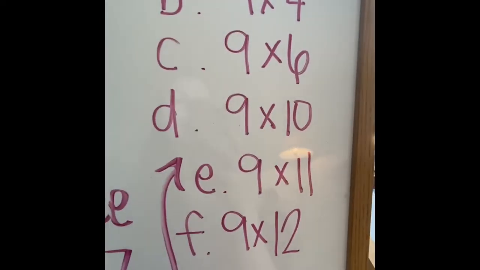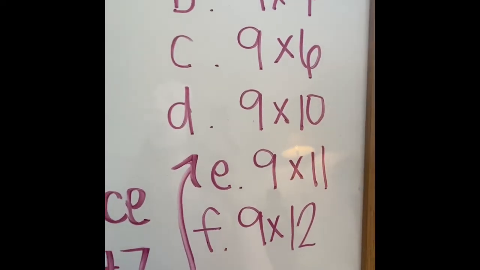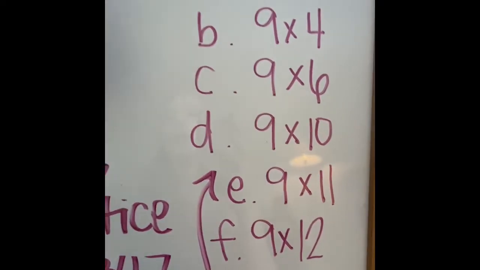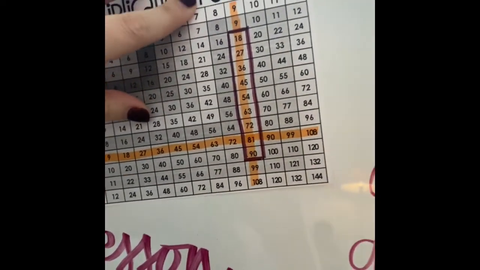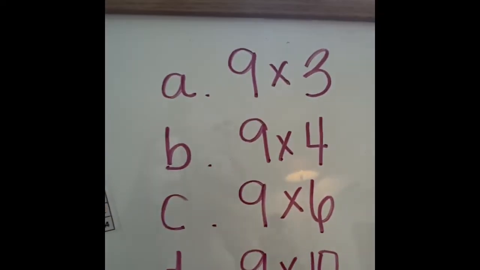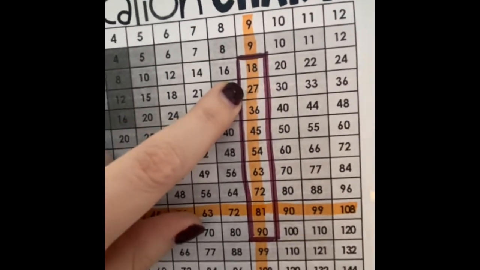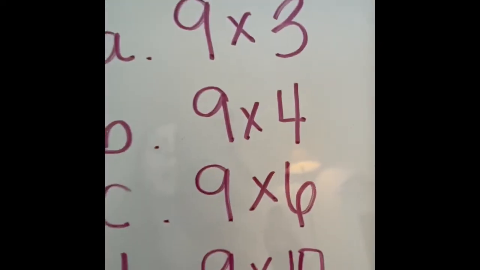So 9 times 3. Think about our multiplication chart and what we had to add together to get 9. 1, 2, 3. So we know that 9 times 3 equals 27. If I added 2 plus 7, that would give me 9.